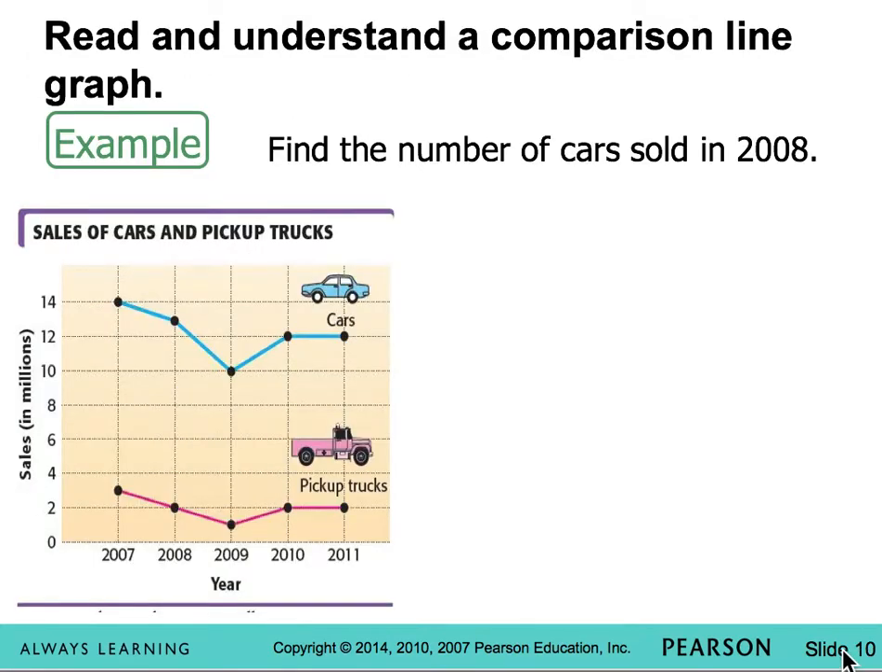Another line graph. Find the number of cars sold in 2008. So let's see what's happening with this graph. These are our sales. Okay, these are the cars, so I'm looking at this. Here's my year, 2008. Okay, it's about halfway between 12 and 14, so 13 million. 13 million, or you could just write out million, that's fine. But don't leave off the million. 13 million cars were sold in 2008. First, you got to just pay attention to the cars, find the year, and see how many.